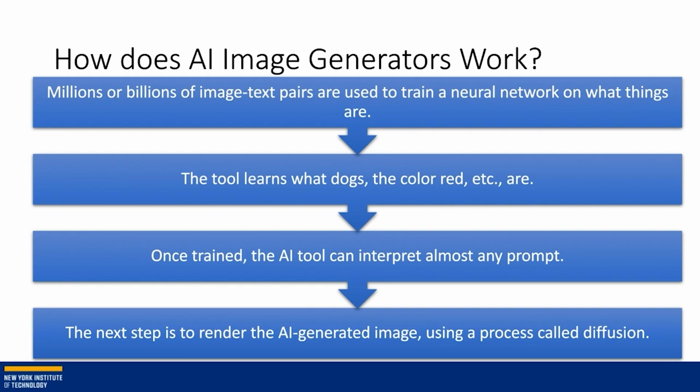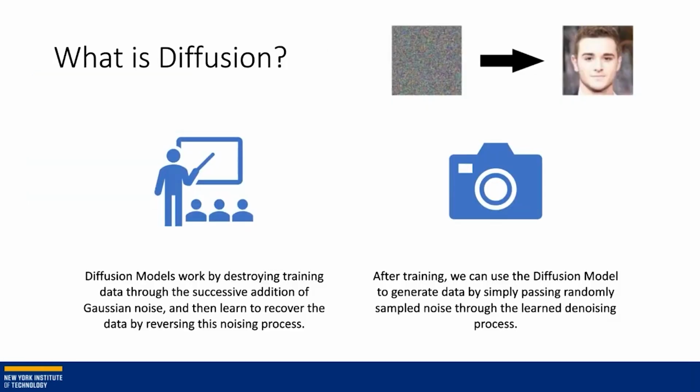The next step is to render the AI generated image using a process called diffusion. So what's diffusion? The diffusion model works by destroying the training data through a successive addition of Gaussian noise, and it learns to recover the data by reversing the noising process. So it goes from a lot of static noise into an image. After the training, we can use this model to generate data by simply passing randomly sampled noise through the learned denoising process. All of the pictures and images have their own noise, and when you put them together, that's how you get the image.